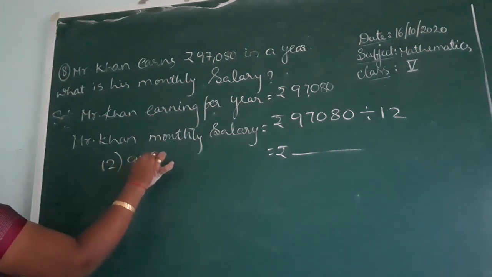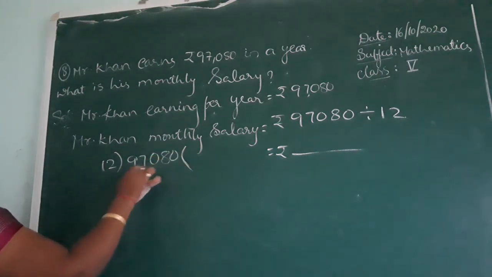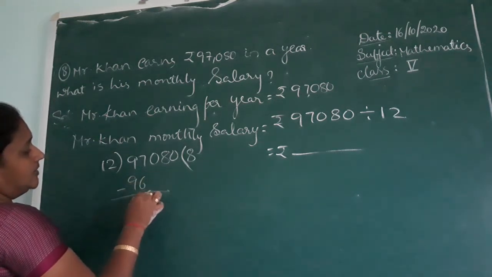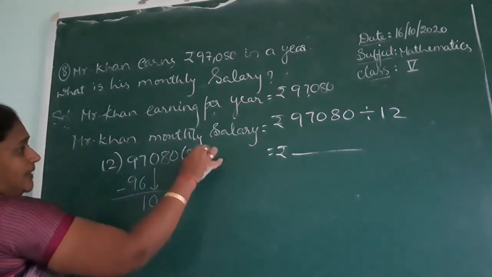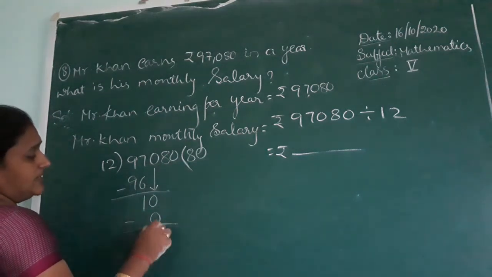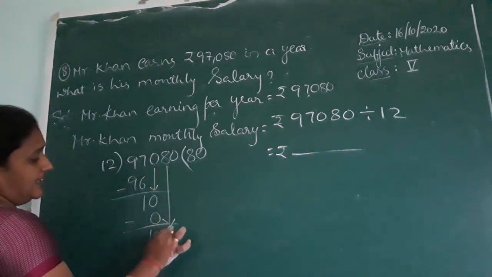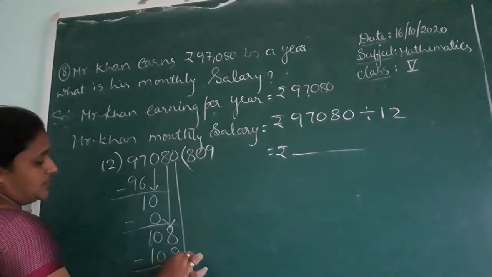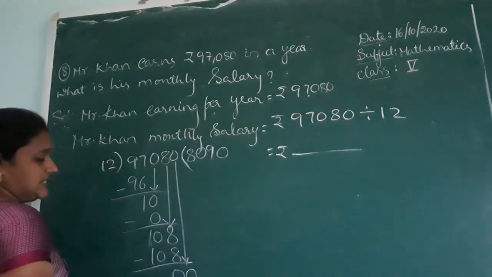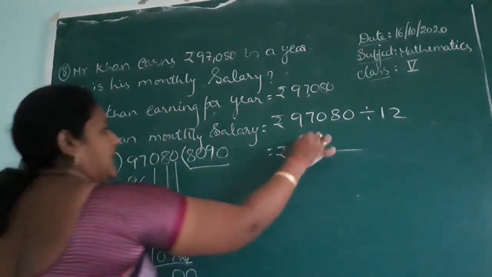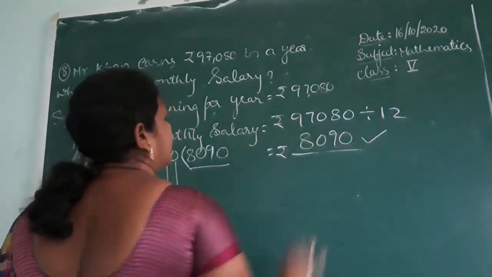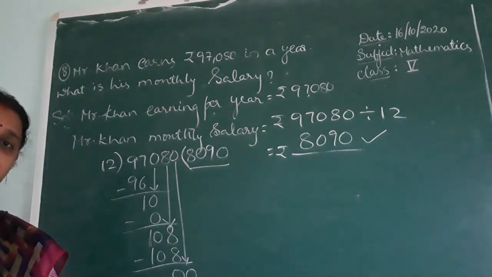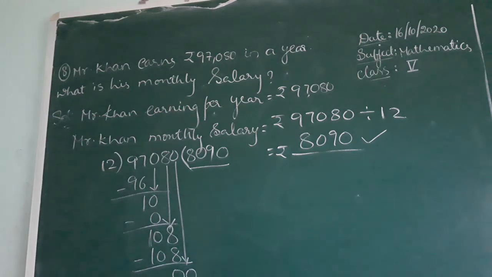12 divides 97,080. 12 8's are 96. Remainder 1, drop down 0. 12 zeros are 0 because 10 is lesser than 12. 10. Now drop down 8. 108. 12 nines are 108. 0, again drop down 0. 0 times 12 is 0. So he will get 8,090 rupees per month. Okay children, this exercise is completed.